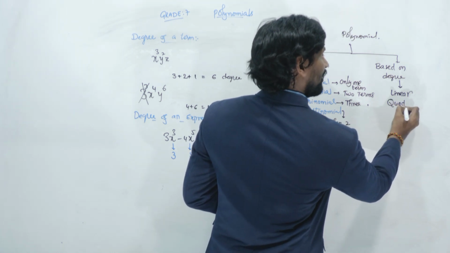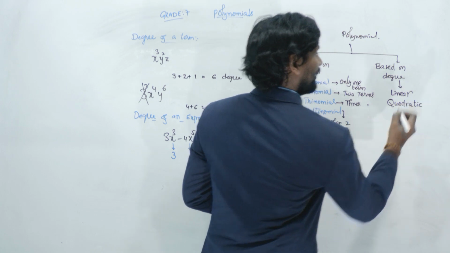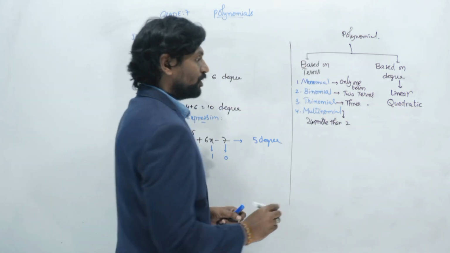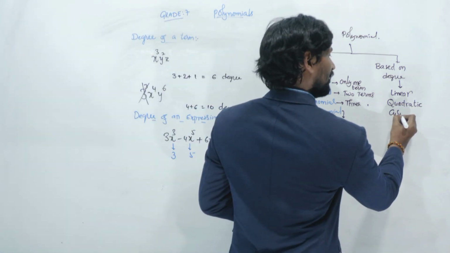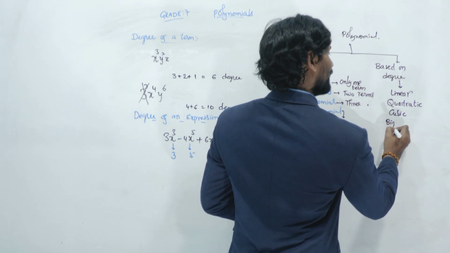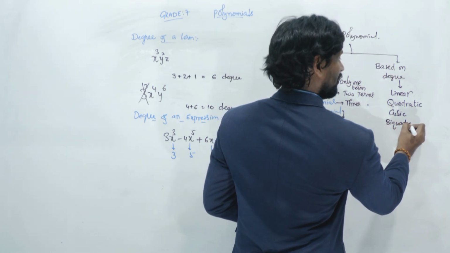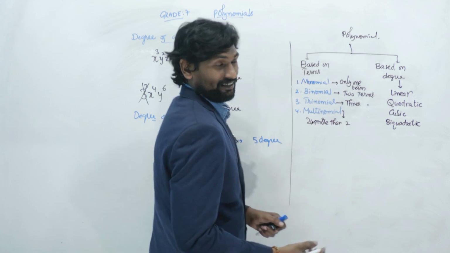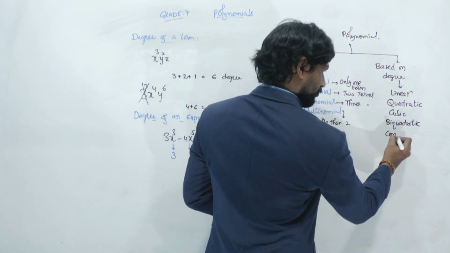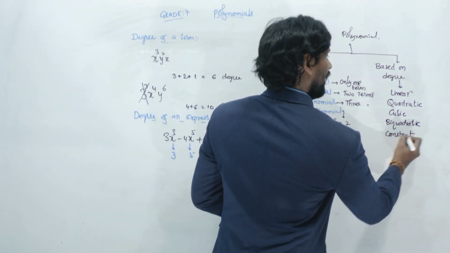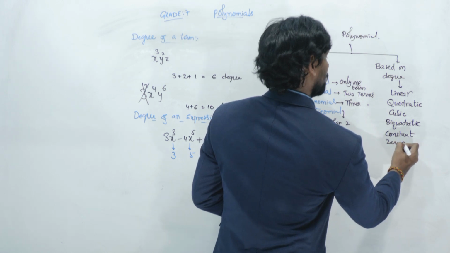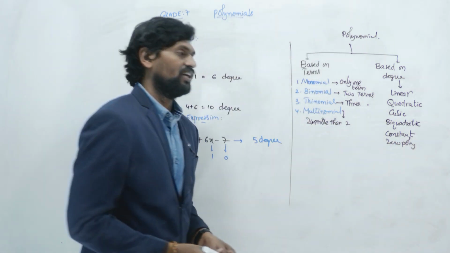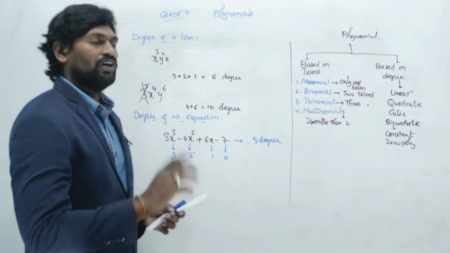quadratic polynomial, cubic polynomial, biquadratic polynomial, and we also have constant polynomial and zero polynomial. Okay? So first, linear polynomial.